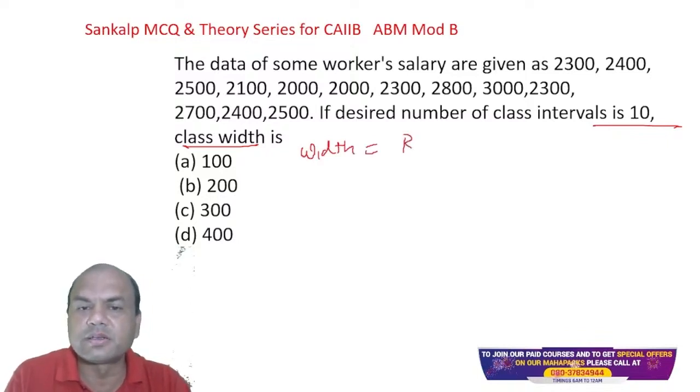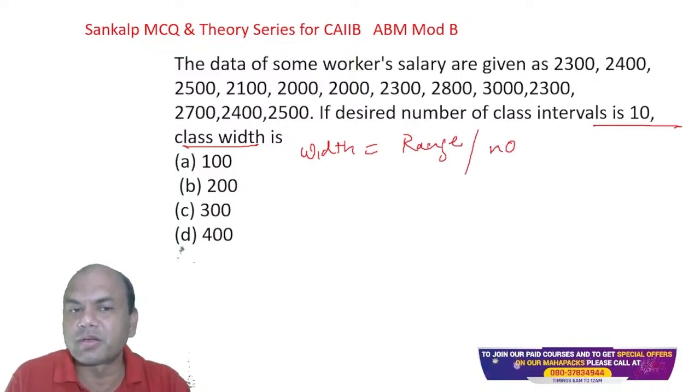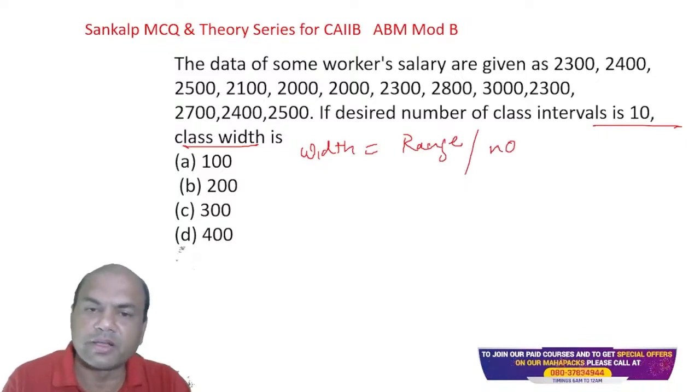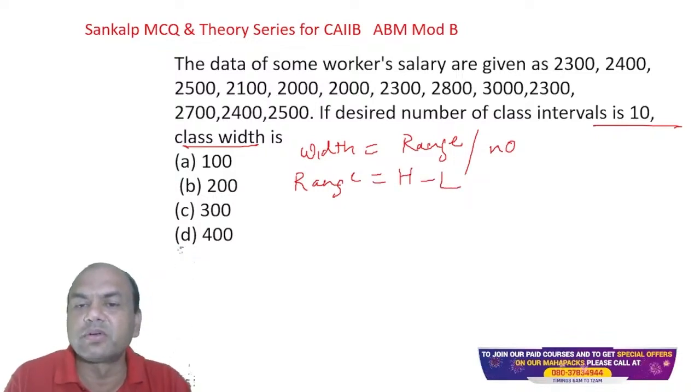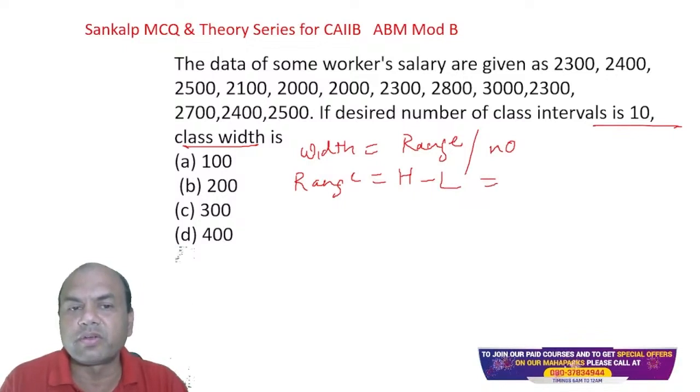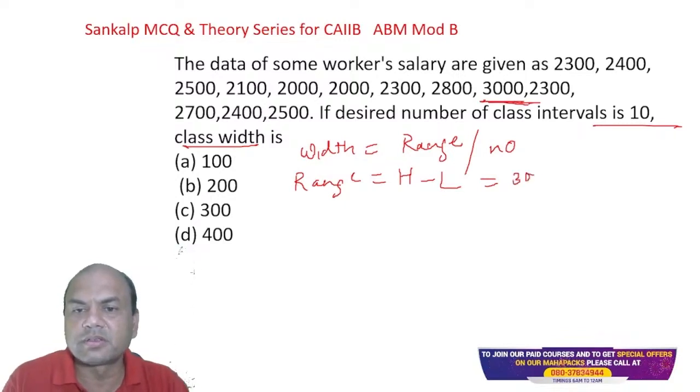width equals range divided by number. Number means this number of class, how many intervals are required. What is range? Range equals highest minus lowest, H minus L. What is the highest one now over here? Tell me, highest. Which number is highest? 23, 24, 25, 21, 2002, and so on. This, 3000. So 3000 minus which is the lowest? 2000. So it is 1000.